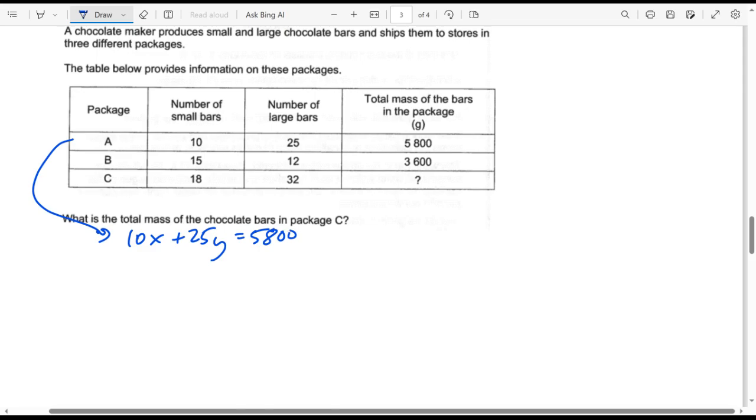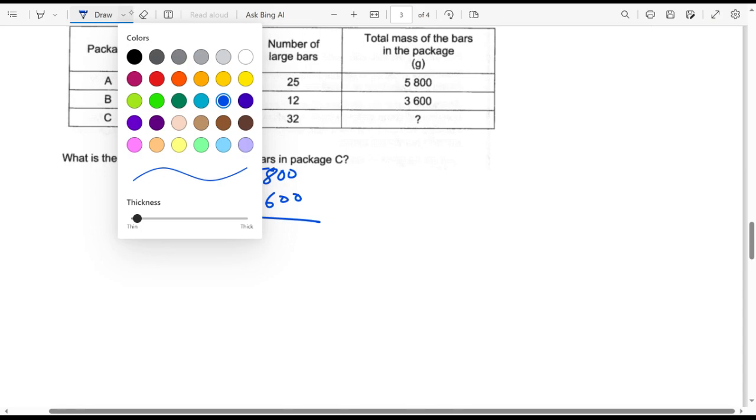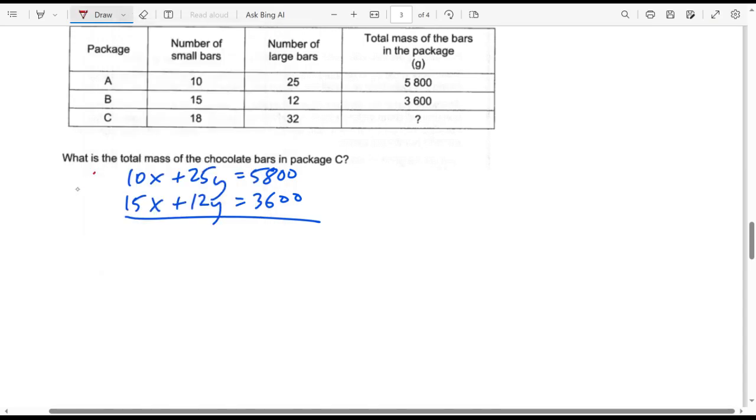And then this becomes another equation, 15x plus 12y is equal to 3,600. So I now have two equations to start with. And it's entirely up to you which ones you want to cancel. But as I've said before, let's create habits that make things a little bit easier. Let's try and change the x's to make them the same.